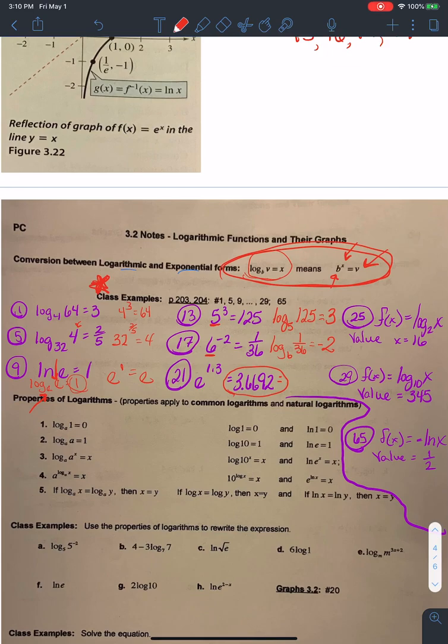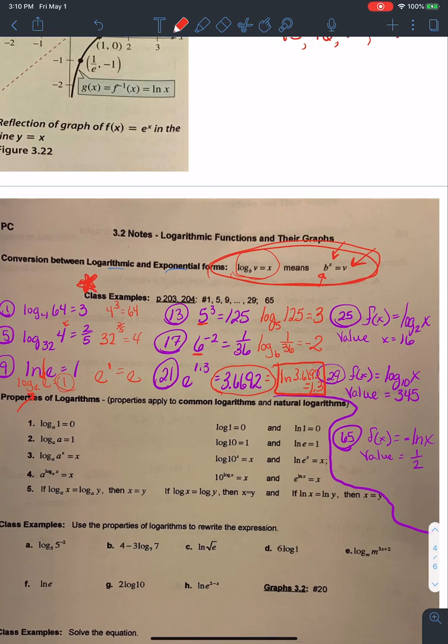If I were going to rewrite number 21, I would have ln of the value equals the decimal. So this over here is the actual answer. I'm squeezing him in there.